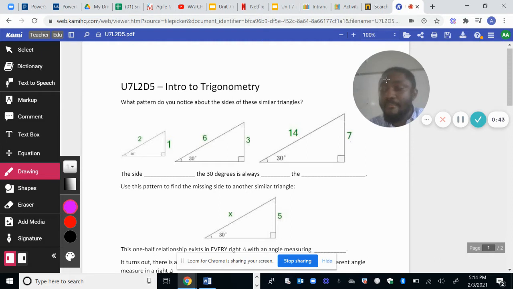So here, as you can see, what pattern do you notice about the sides of these similar triangles? These triangles are similar because here you have 1, here 2. If you multiply 1 by 3, you get 3 here and 2 times 3 gives you 6. If you multiply 1 by 7, 2 times 7 is going to be 14. Also, the side across from this angle 30 is 1, on the other side it's 3, and here it is 7. So the side across from the angle 30 is called the opposite side.